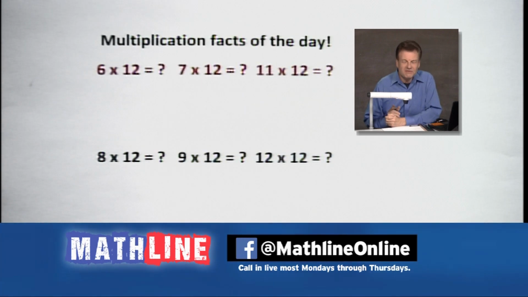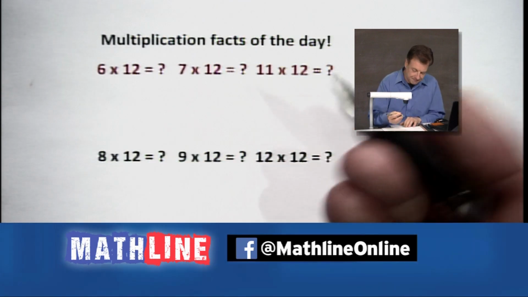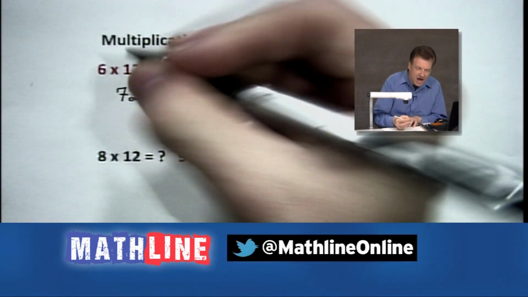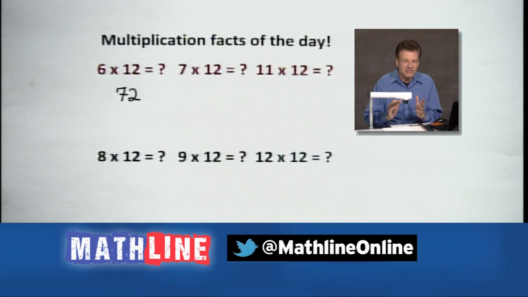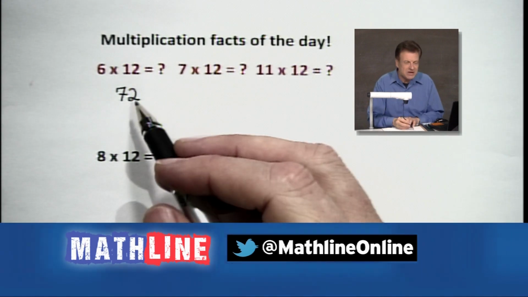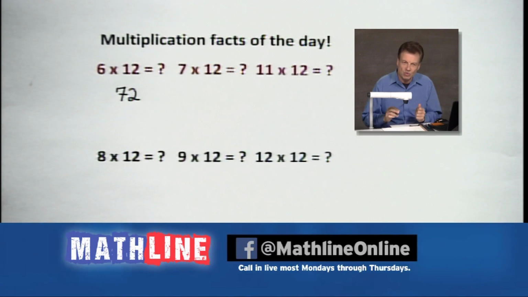6 times 12. So many times we think of someone who's 6 feet tall. 6 times 12, how many inches does that make? Well, it makes 72. Guys, 6 foot is a pretty normal height. Maybe not exactly average, but quite a few people are 6 feet and beyond. So it's a good benchmark: 72 is what we get when we take 6 times 12.